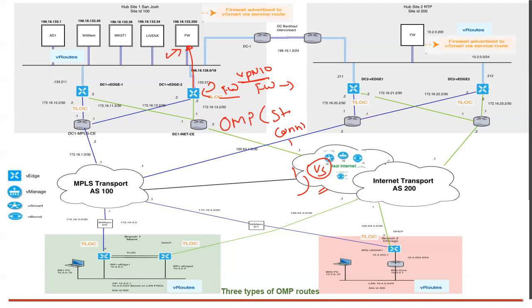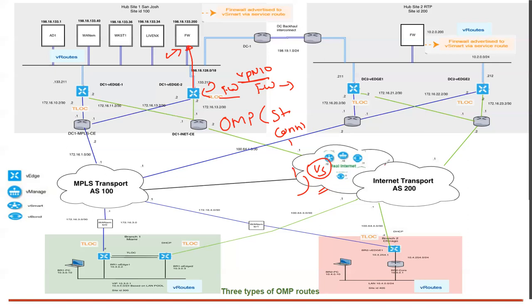So you can go and check these routes. You can check the vRoutes, TLOC routes, and the service routes separately. So what do we call it, service insertion route or policy? Service insertion is a policy. Service routes is the name.